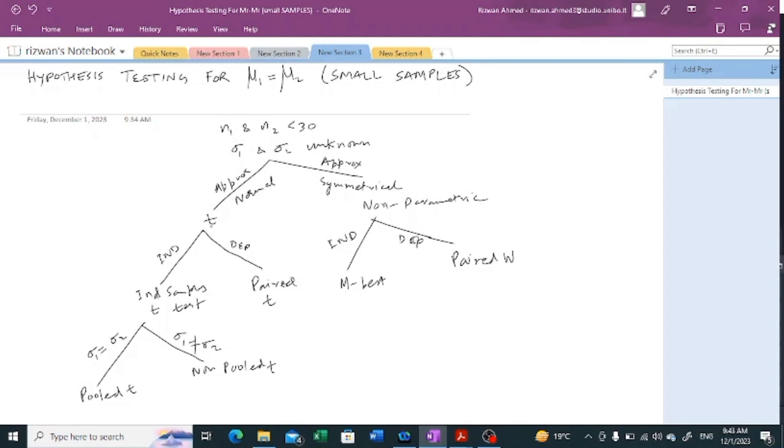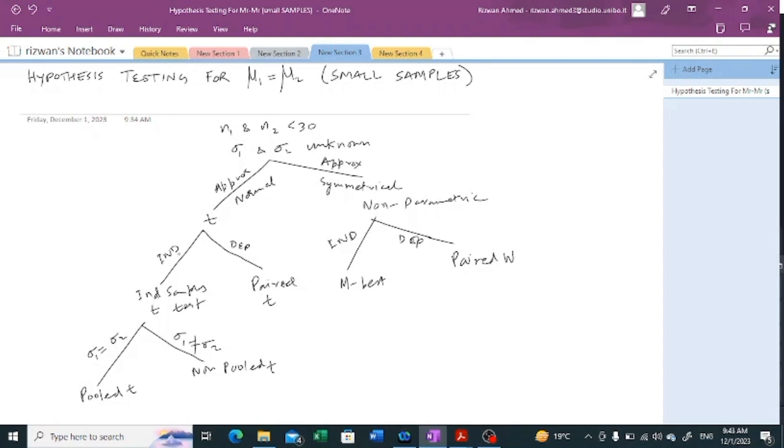So continuing with the parametric approach, we have to see if the given samples are independent samples or dependent samples. So we will discuss this difference between independent and dependent samples after completing the applications of pool-T and non-pool-T definitely.